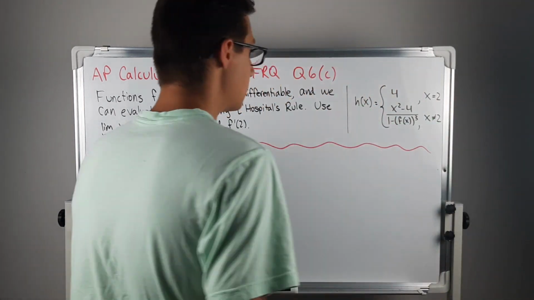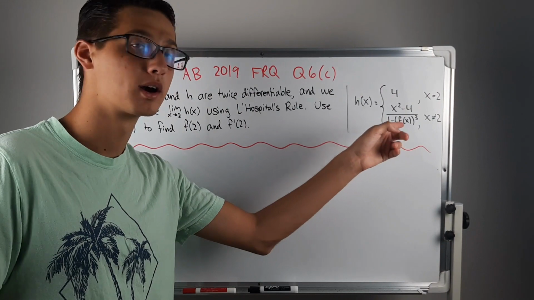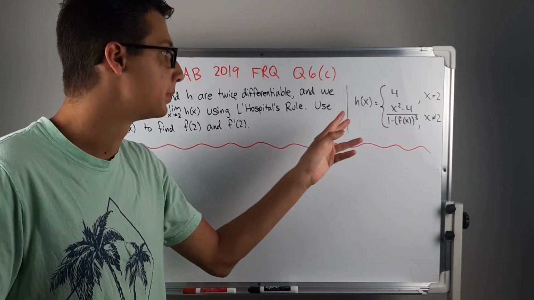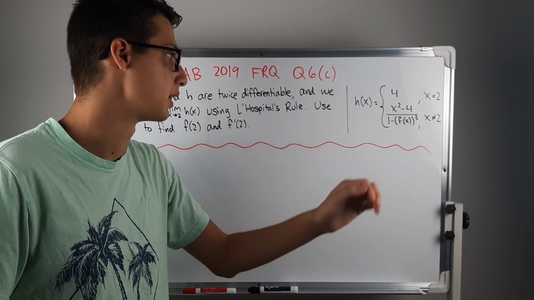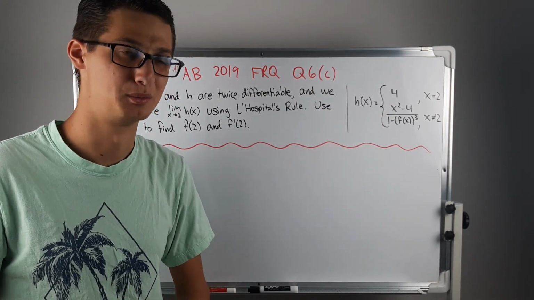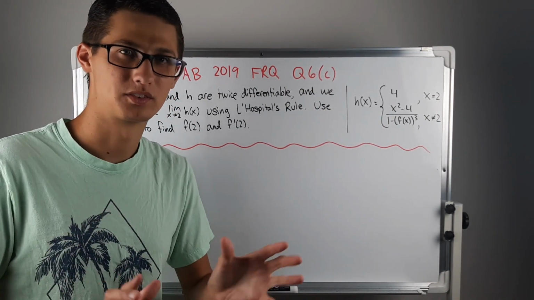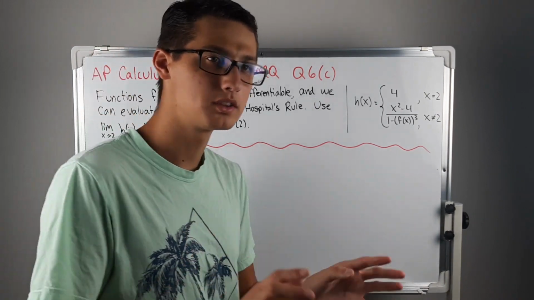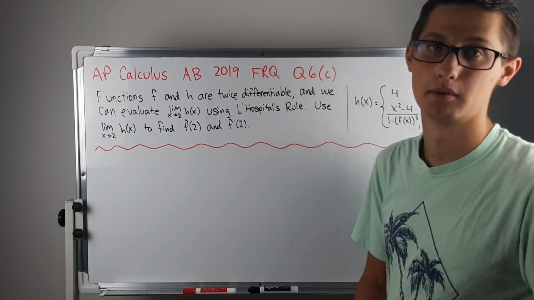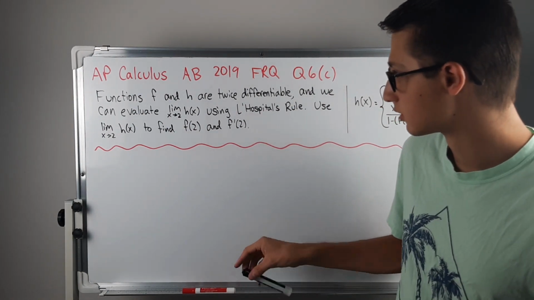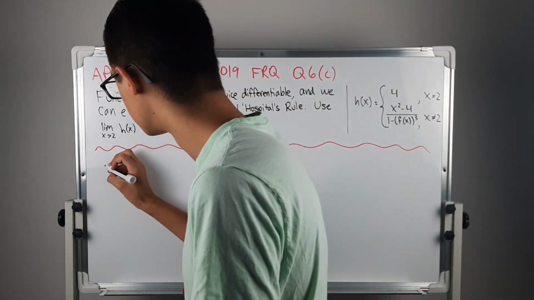Also, we know that h of x is 4 whenever x equals 2, but for every other point, it is x squared minus 4 divided by 1 minus f of x cubed. So a lot of weird stuff is going on, and they want us to use all this information together to find f of 2 and f prime of 2. So let's first look for f of 2.